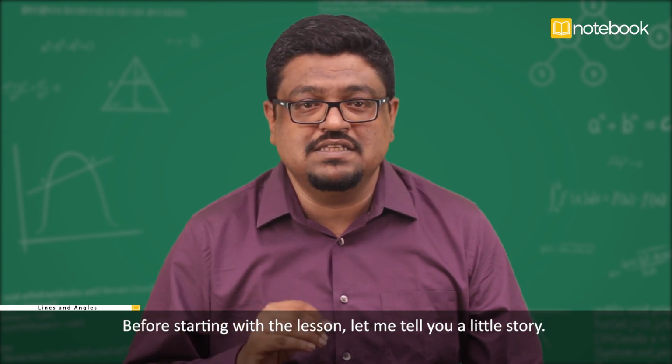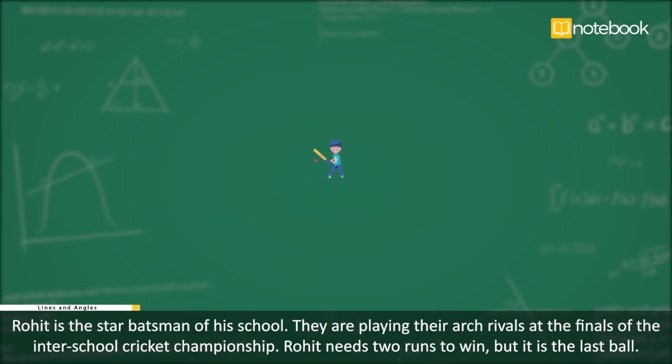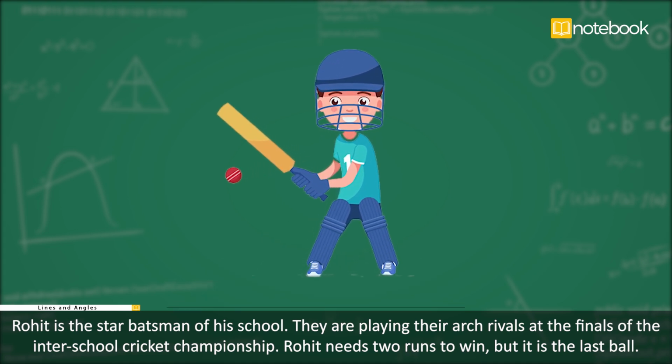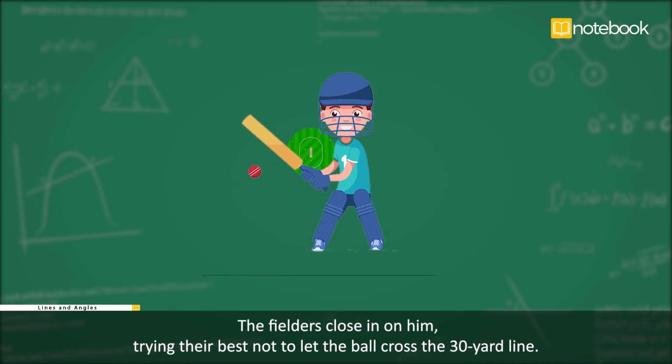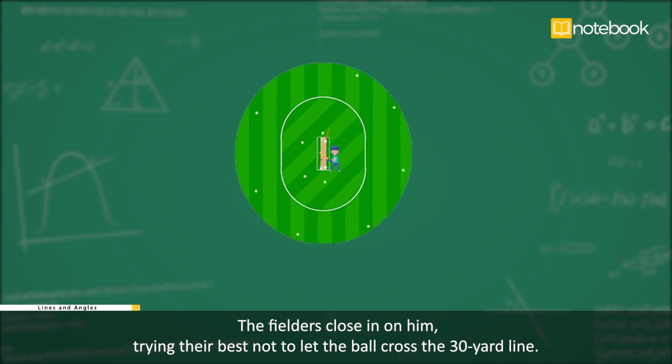Before starting with the lesson, let me tell you a little story. Rohit is the star batsman of his school. They are playing their arch rivals at the finals of the Inter-School Cricket Championship. Rohit needs 2 runs to win, but it is the last ball. The fielders close in on him, trying their best not to let the ball cross the 30-yard line.